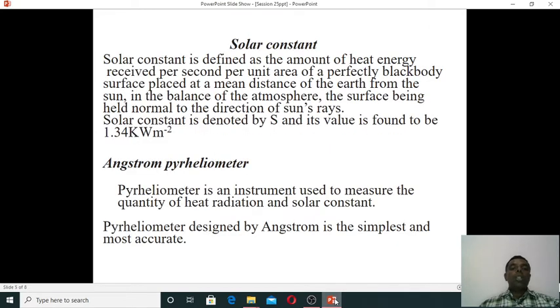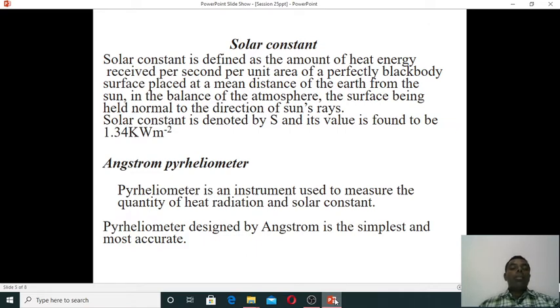Solar constant is defined as the amount of heat energy received per second per unit area of a black body surface placed at a mean distance of the earth from the sun, in the absence of atmosphere, the surface being held normal to the direction of sun rays. Solar constant is denoted by capital S and its value is found to be 1.34 kilowatt per meter square.